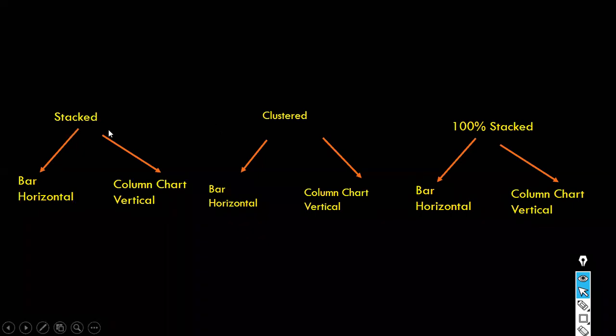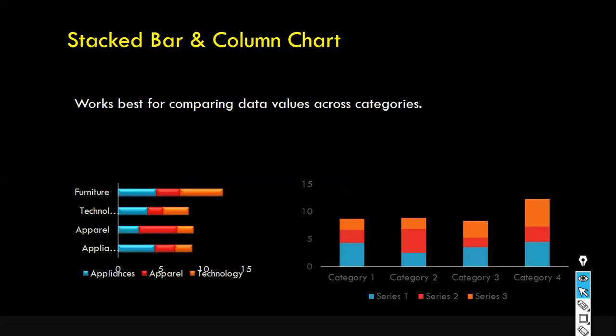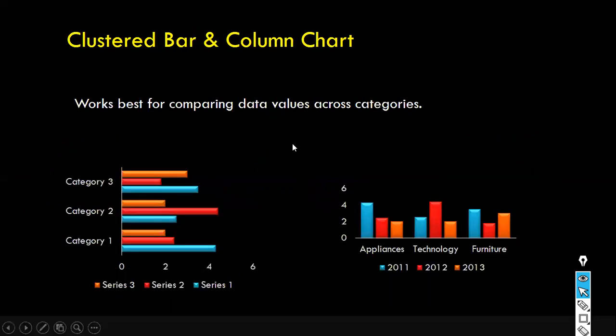In each category you see horizontal and vertical, which are nothing but bar and column charts. Bar and column charts are available in these three categories. Now the question is, what is this stacked chart all about? In the stacked chart, bar and column charts are also available. In the case of the stacked chart, the rectangles are stacked one over the other. If you see here, the rectangles are displayed side by side.